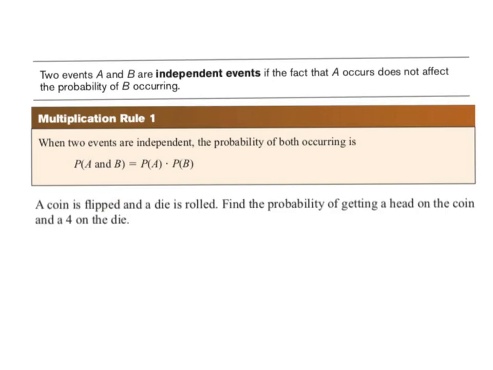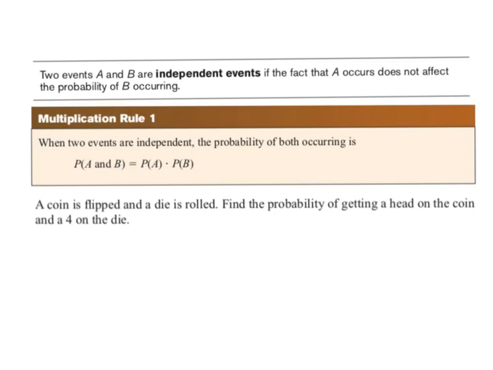So here's a little example. A coin is flipped and a die is rolled. Find the probability of getting a head on the coin and a 4 on the die. Now, these events are independent because what happens when you flip the coin does not affect what happens when you roll the die. One doesn't affect the other. One doesn't impact the other. They're totally kind of separate, which makes them independent.